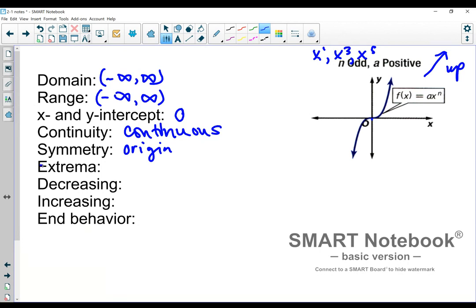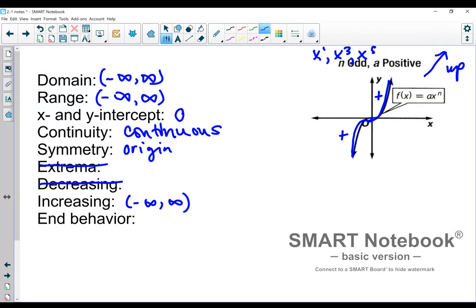And I have no extrema this time. I don't have any max or min. So decreasing or increasing, let's think about that. As I trace my graph from left to right, right now it's going up. I hit my point of inflection, right? It's not a max or a min, it's a point of inflection. My graph is changing shape, but I'm still going up. So I don't have any decreasing at all. I have increasing. I just have a point of inflection in the middle.